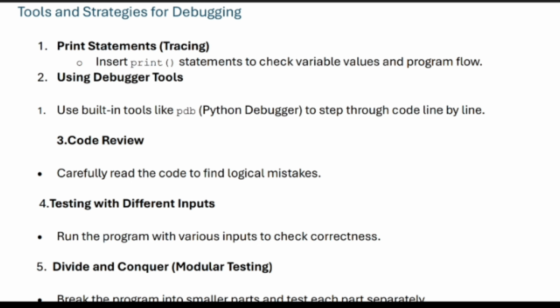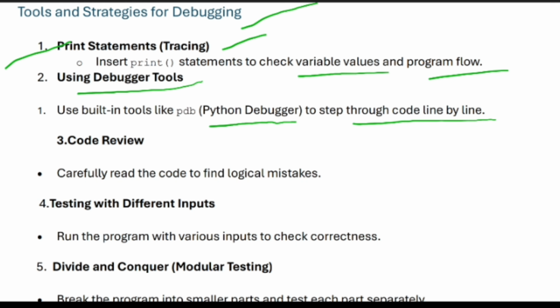You should know what debugging is. Next, what are the strategies of debugging? One is the print statement, nothing but tracing. You insert print statements to see the variable values and the program flow. Next is using the debugger tool. Okay, the debugger tool you are going to use. Next is code review. Carefully read the code and find the logic mistake. Next is testing with different inputs. You run the program with various inputs and check that it is correct.